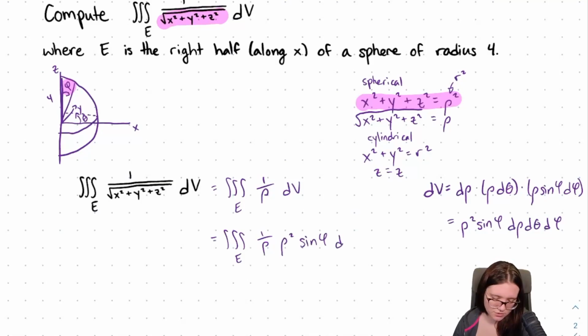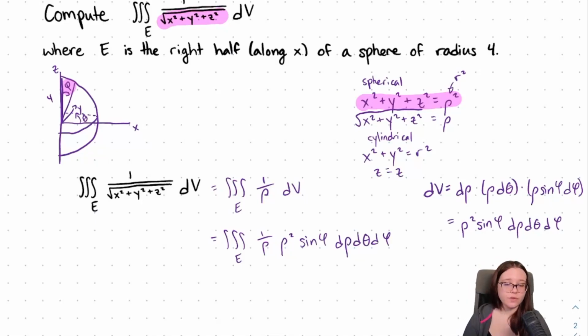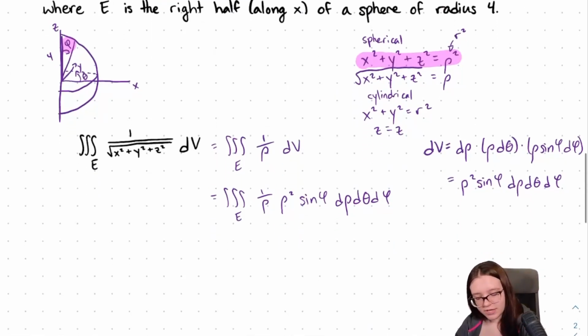Sine phi, d rho, d theta, d phi. Okay, looks good so far. It's shaping up to be a nice doable integral. The only thing we're missing now is the limits of our integral. So we like to figure those out from right to left. So we're going to start by figuring out our rho limit.